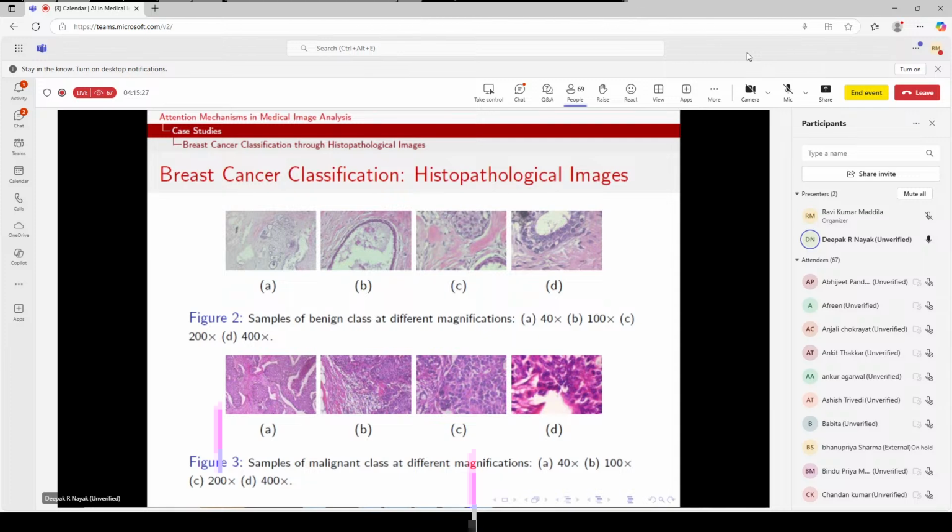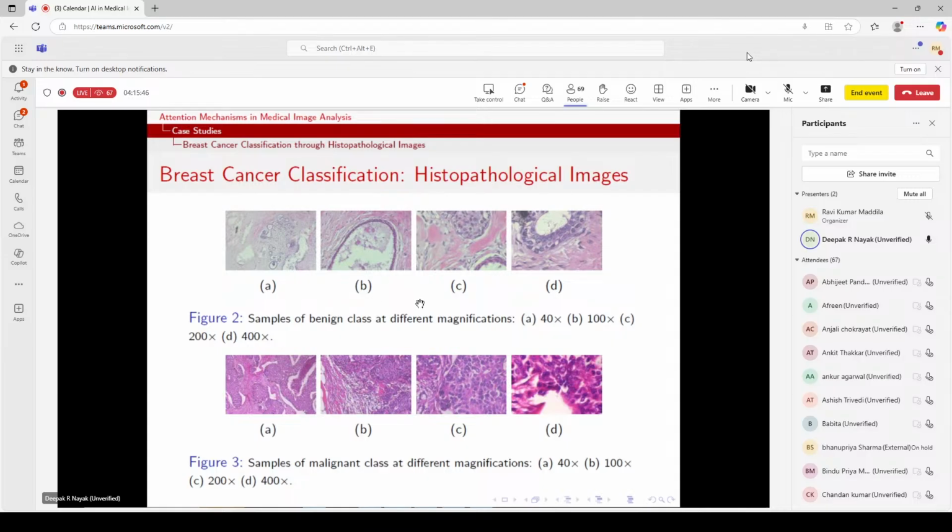So we combined them together and identified that CNN alone and ViT alone are not performing well, but when we combine them together, it gives better results. The reason is that the model is now capable of extracting both local and global information together. So here are some samples.